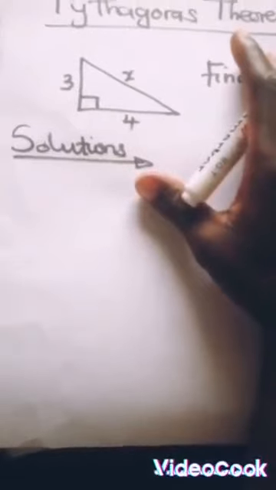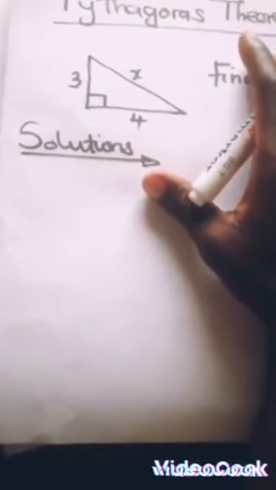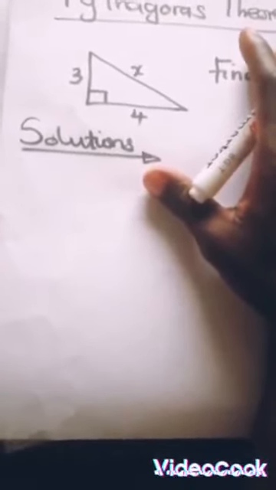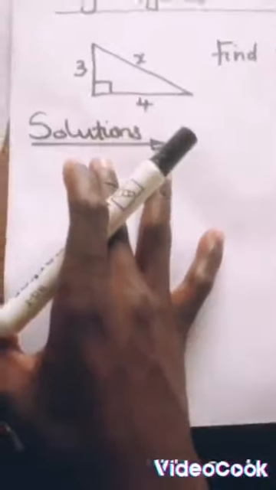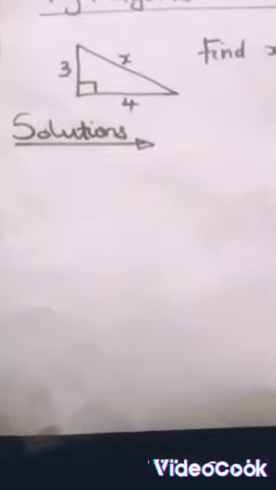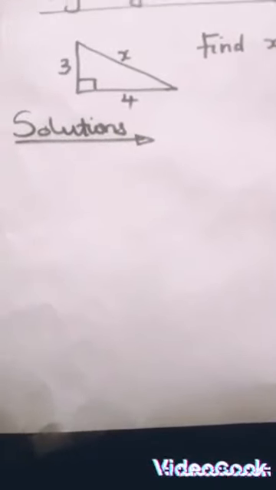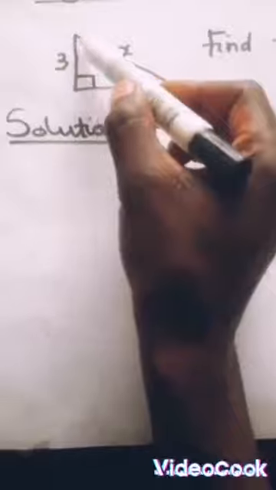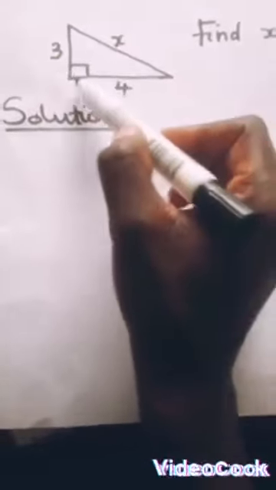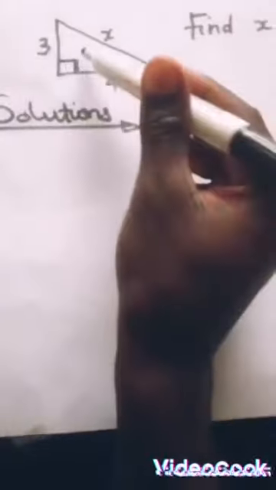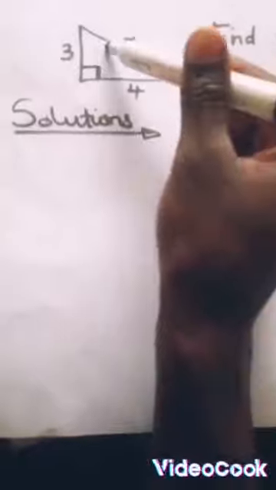According to the Pythagoras theorem, it was started by a guy called Pythagoras. He was a Greek philosopher. Here is a right angled triangle. The side opposite the 90 degree angle, this one, is the longest side.